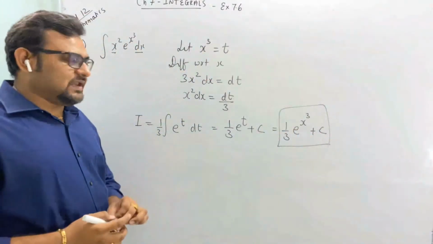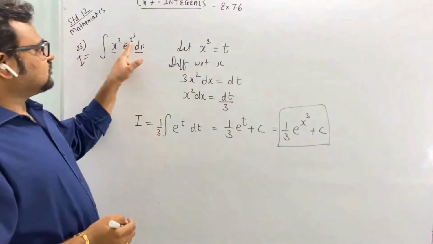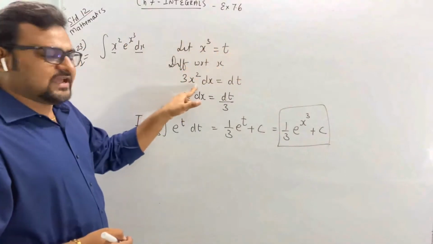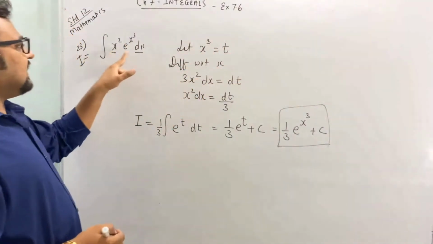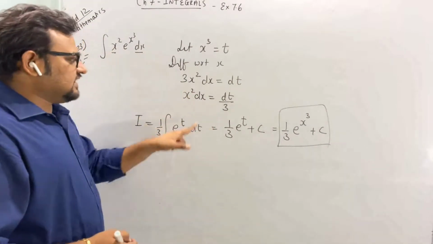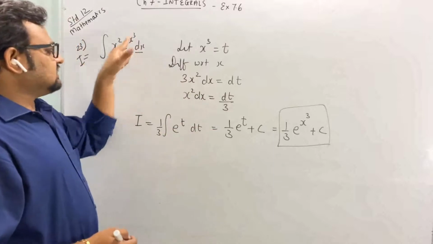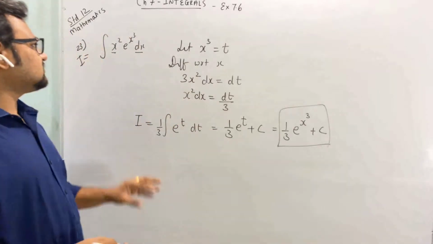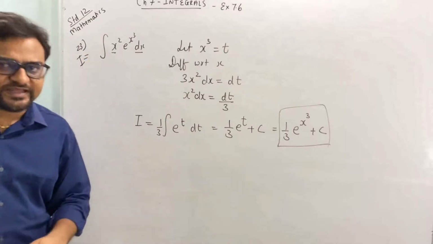Okay, so I'm repeating once again what we had done. We had assumed x cube equal to t. Differentiating, I got 3x square dx, but I only require x square. So 3 in the denominator. So 1 by 3 dt instead of x square dx, and this e raised to t. Now it's simple. Okay, so just go through question number 23.